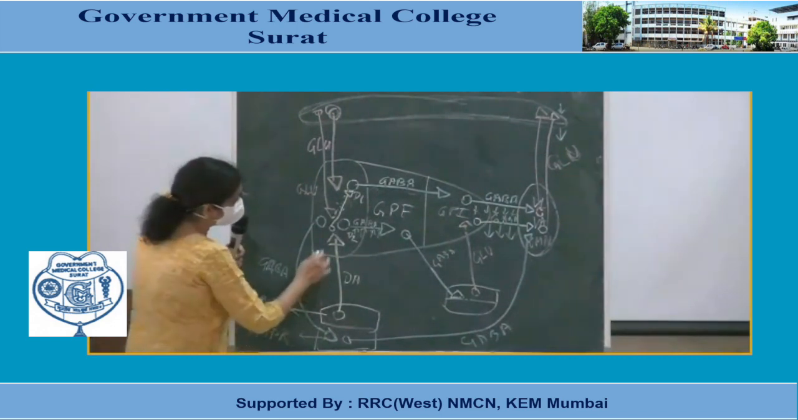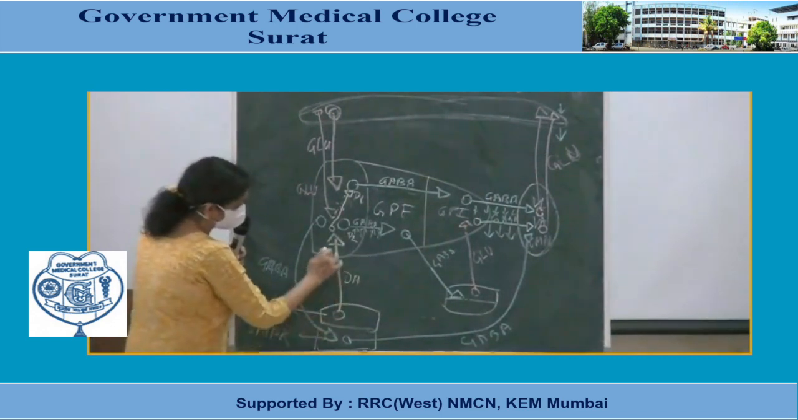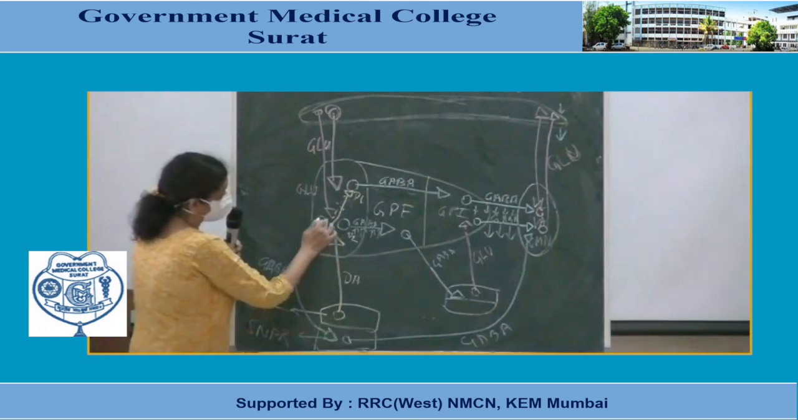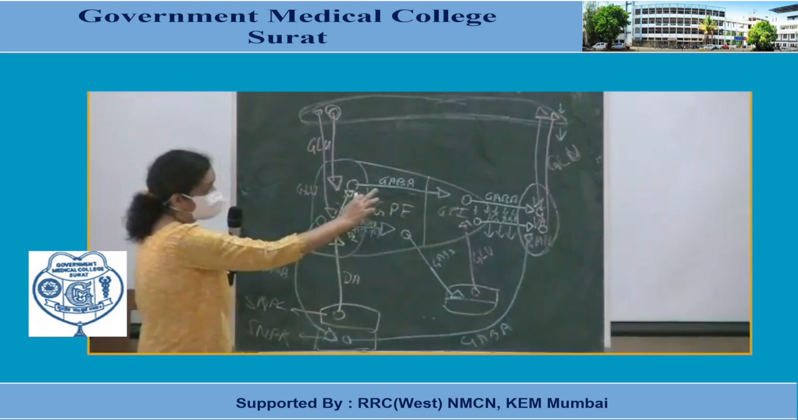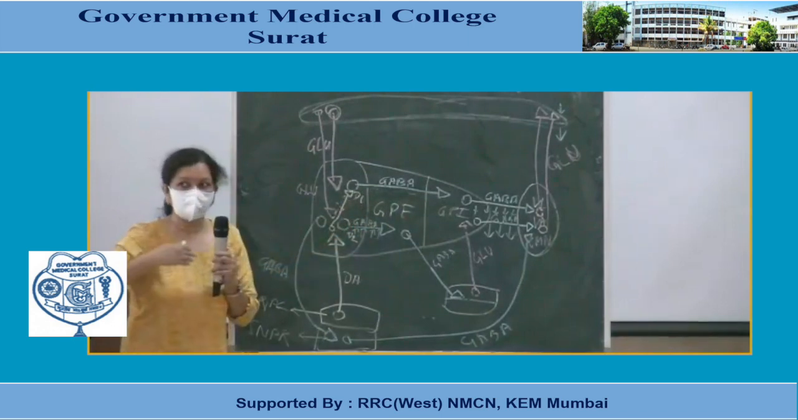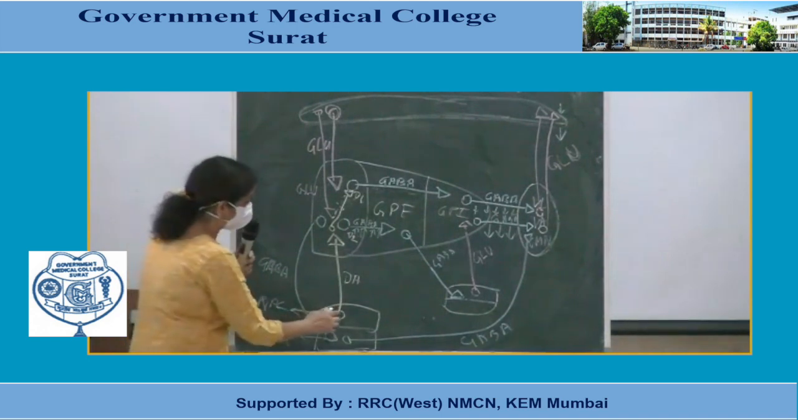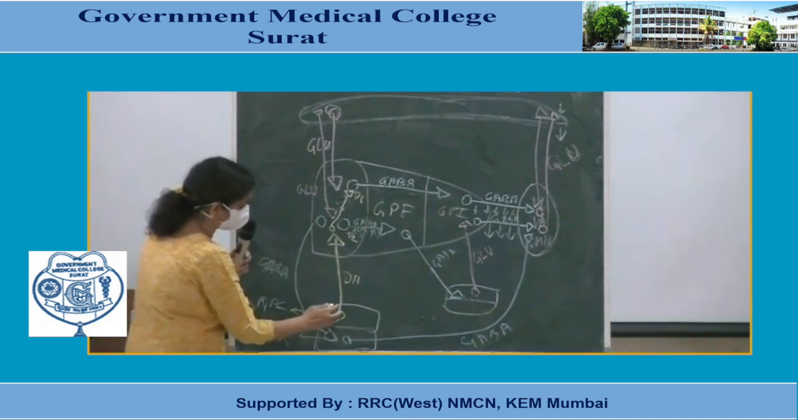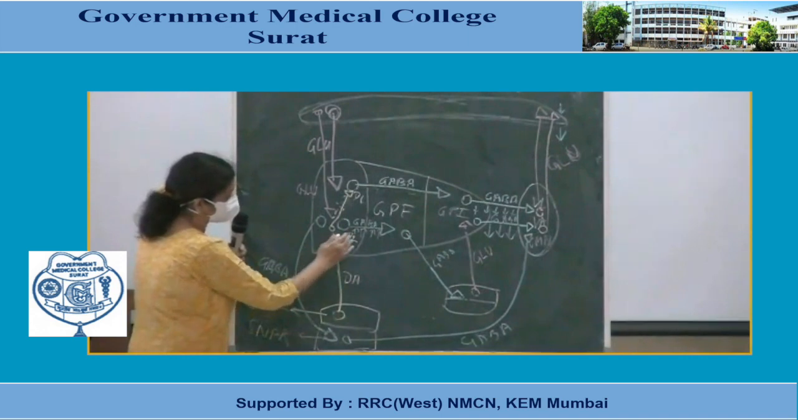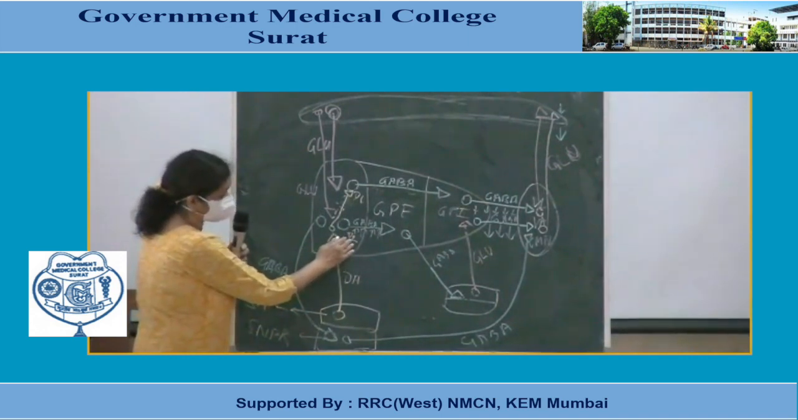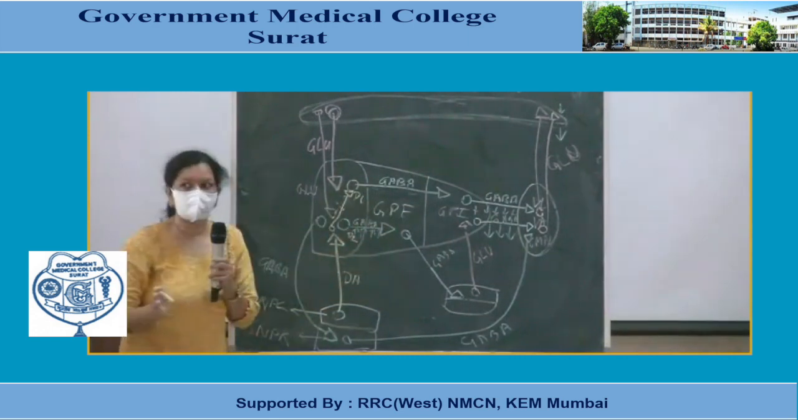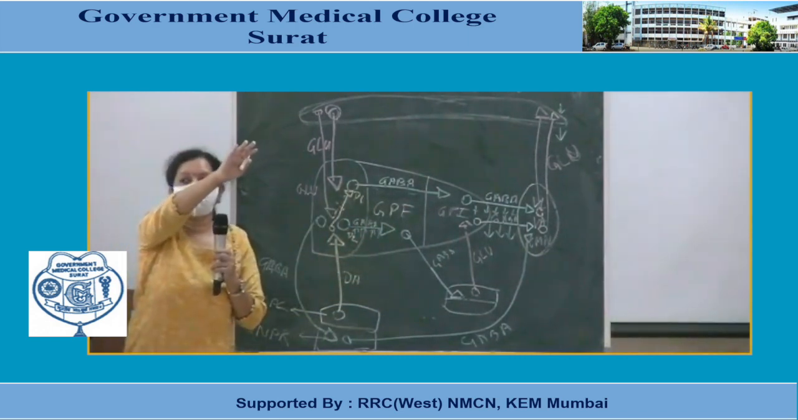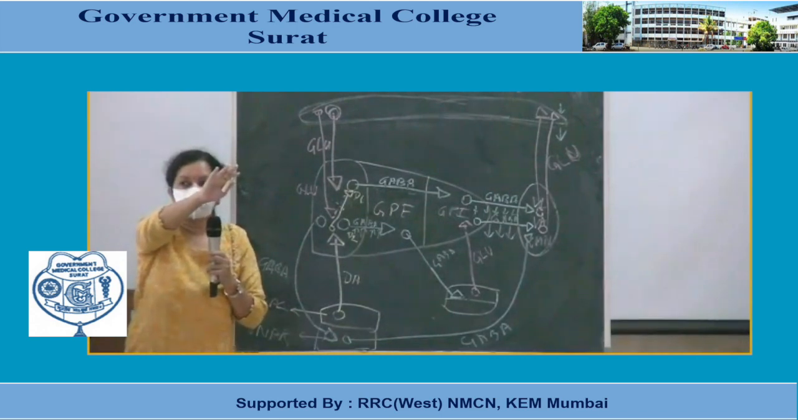So, if these nigrostriatal fibers stimulate D1 receptors, they affect the direct pathway and increase the excitatory effect. And if these fibers terminate on D2 receptors, then the indirect pathway will be inhibited, and it will again have an excitatory effect on the motor cortex.